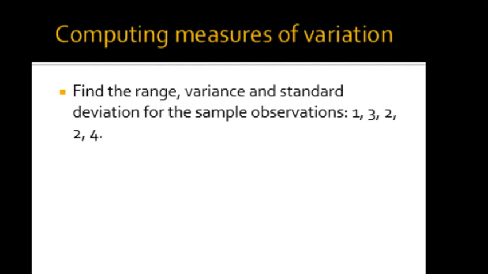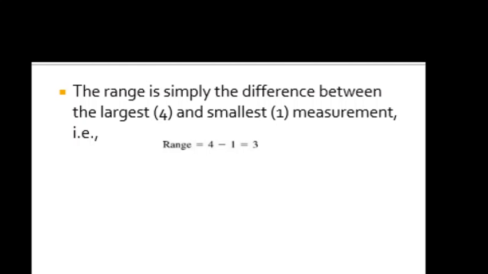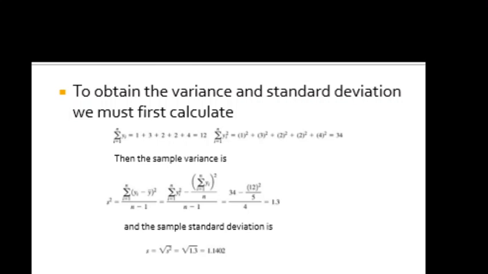Now let's look at a very simple example. Calculate these values, the range, the variance, and standard deviation, and then we'll discuss the interpretation of these numbers. Here's a very small data set with only 5 observations. Let's calculate the range first. Range is simple. We take the largest observation, which in this case is 4, and from that subtract the smallest observation, which is 1. So 4 minus 1, 3 is the range of this data set.